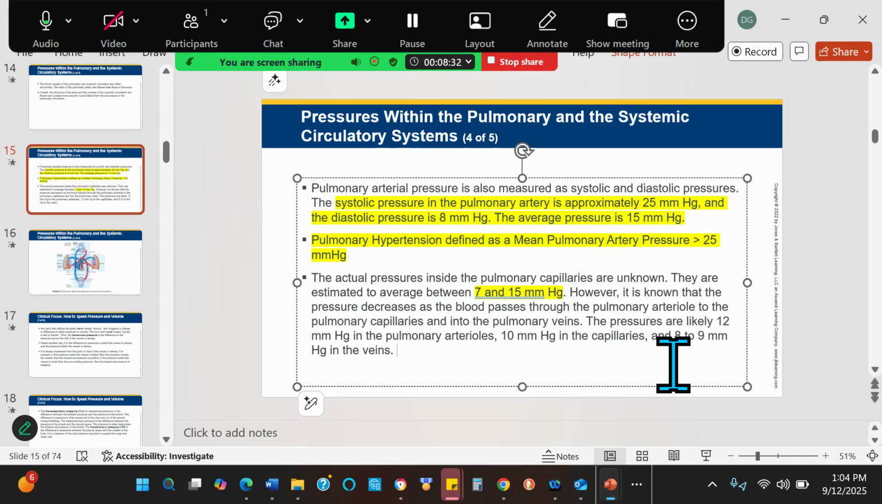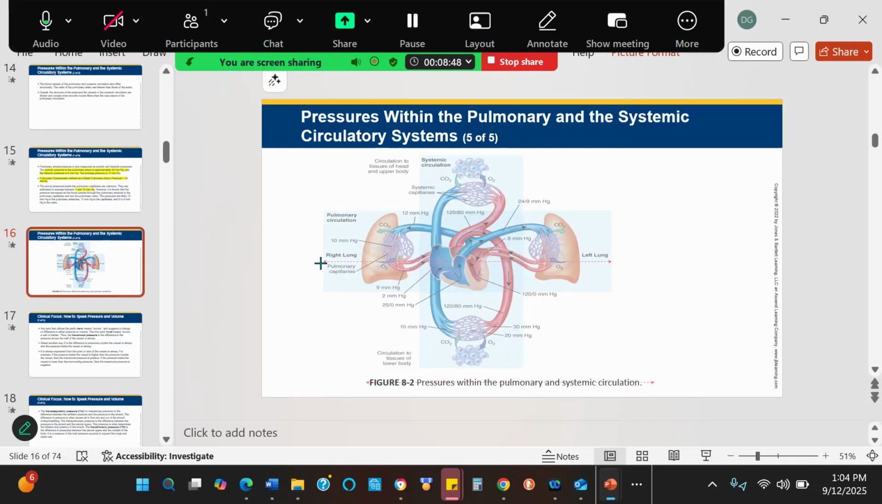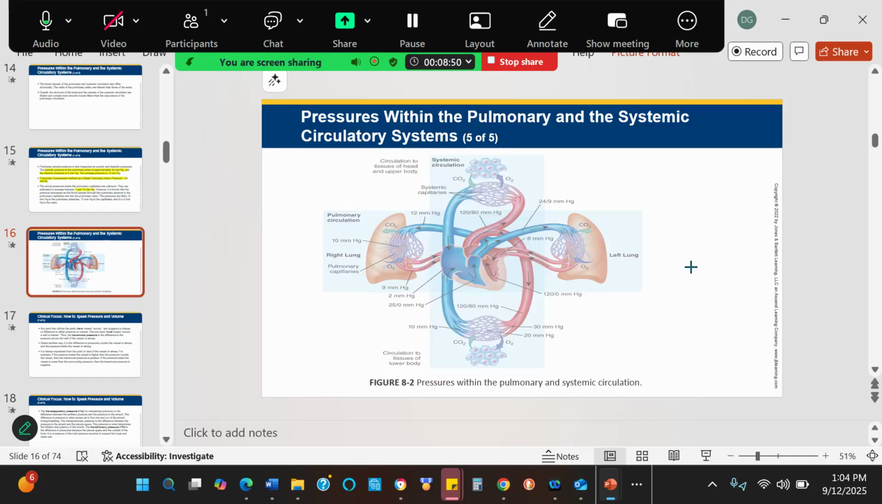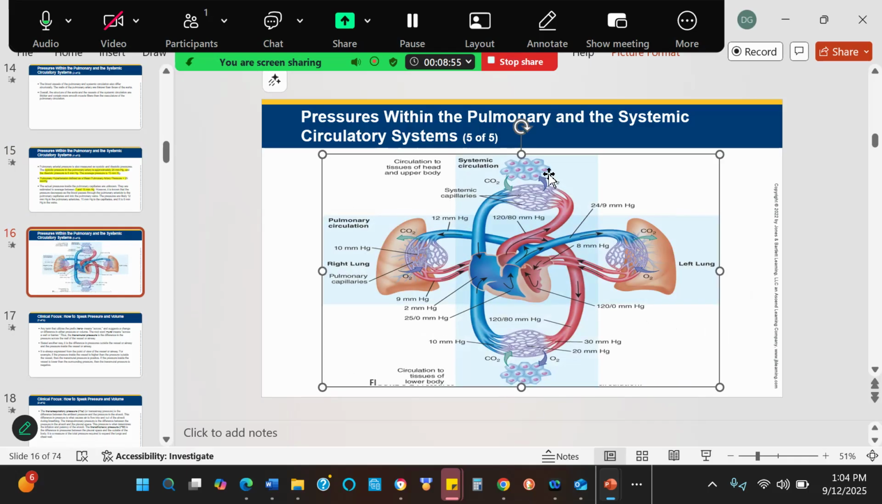Pressure is likely to be about 12, 10 in the capillaries, 8 to 9 in the veins, something in that range. We do make a measurement of the wedge pressure, which is very valuable in that, and I will explain to you how we do that right there. But this gives you the pressures, pretty useful little picture, gives you the pressures all over the circulation at every point. So that is really quite useful.